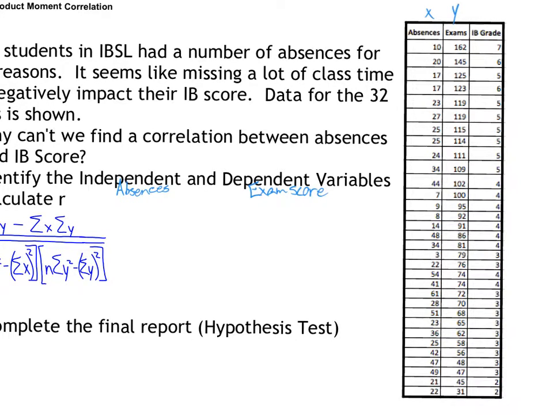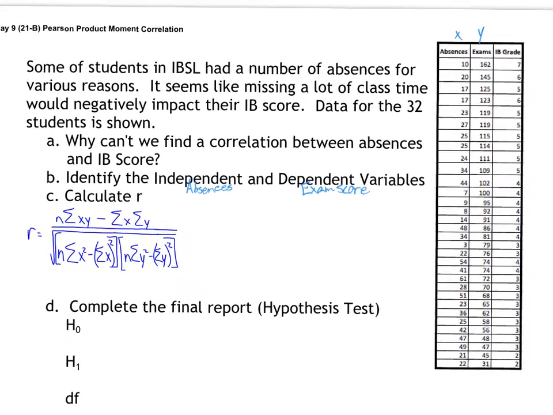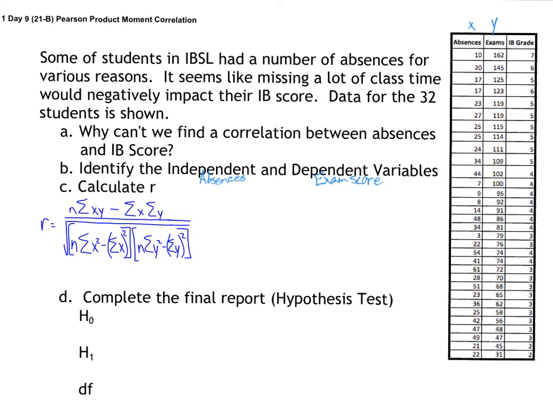If you were thinking of this as a rating scale, 7 is the highest rating you can get and 1 is the lowest, then you could think of it as ordinal as well, okay? So we cannot do it because the interval between two IB scores is not the same. Yeah, you have to have interval or ratio data, okay?